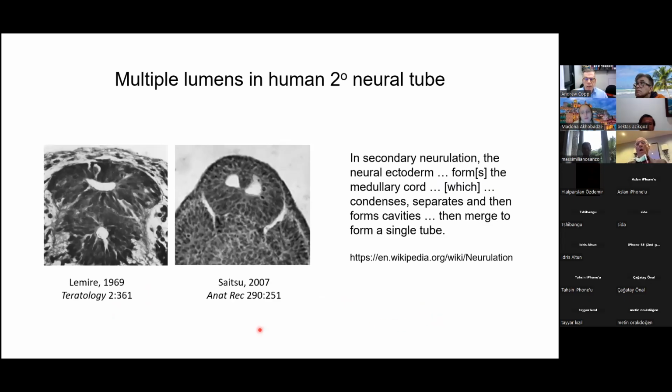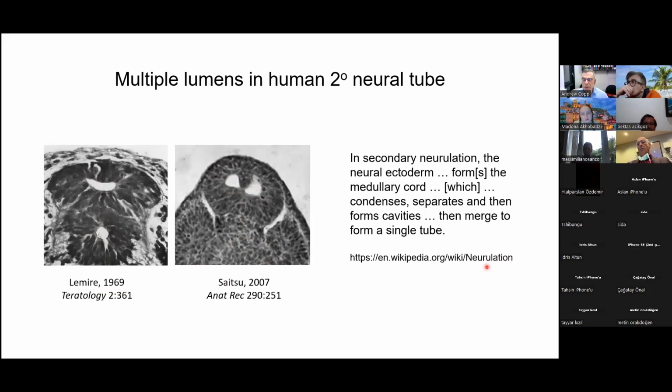Well, the idea that the human embryo develops like the chick has really come from many, many studies. One of the earliest, Ronald Lemire's study in 1969, published in the very early stages of the journal Teratology, where he saw multiple lumens in the neural tube. And here's a more recent study, again, this time 2 lumens side by side in the neural tube of the human embryo.